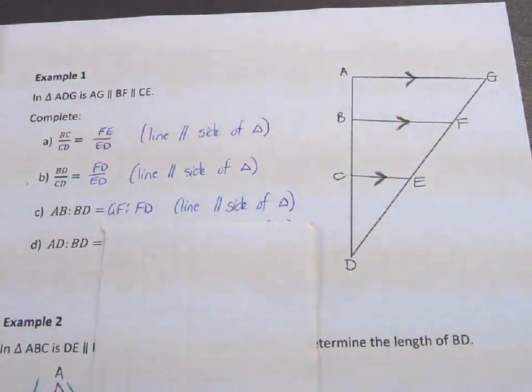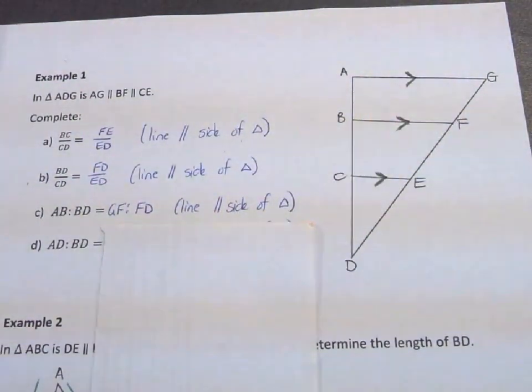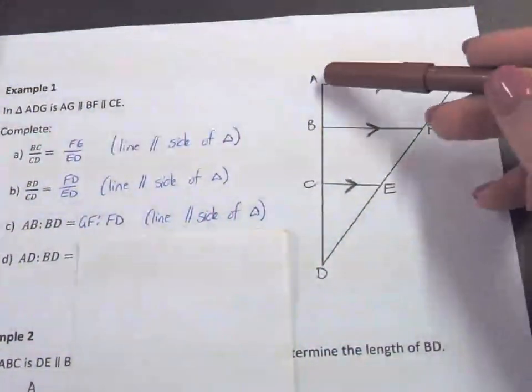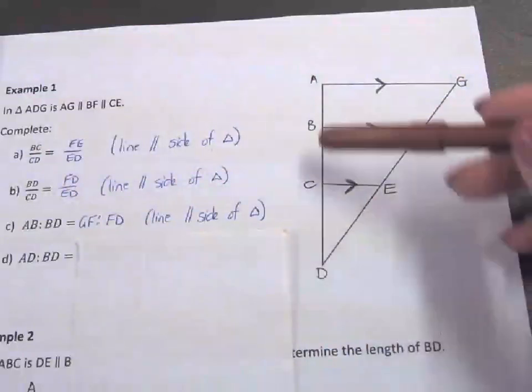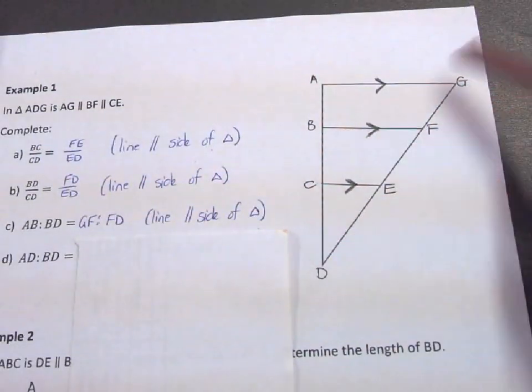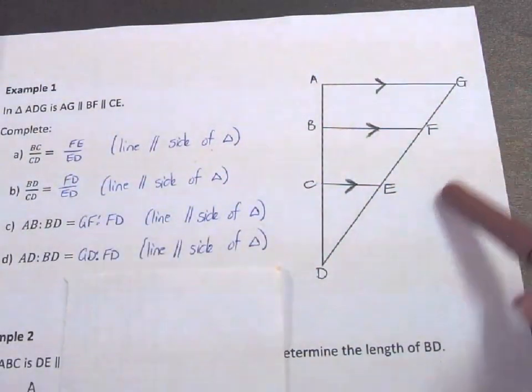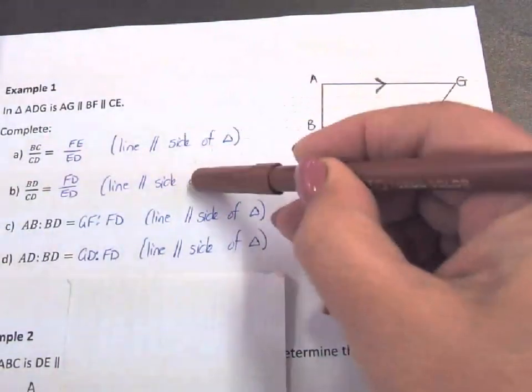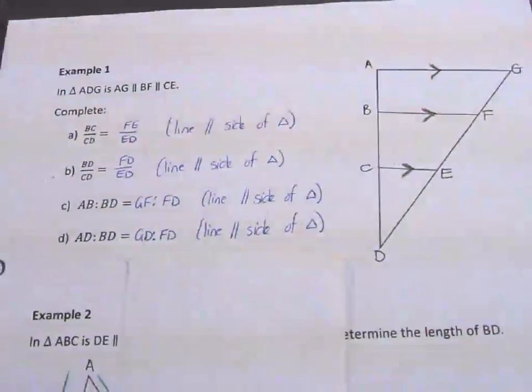The small triangle only being a big triangle. No, they can be separate triangles. The last one, AD, so it's the big one, over BD will be the same as GD over FD. And remember, you have to write your reason each time.